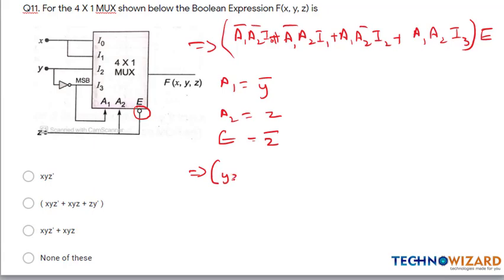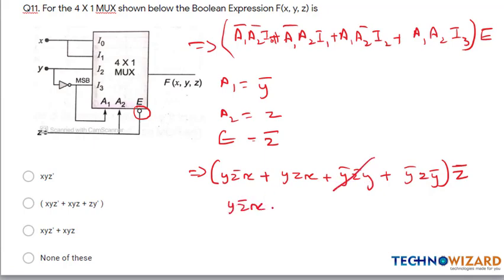We will get Y Z bar X for the first term. Second, Y Z X. Third, Y bar Z bar Y. Fourth, Y bar Z Y bar, multiplied by the enable input, that is Z bar. This will be cancelled as Y bar into Y is 0. And this is Y Z bar X plus Y Z X plus Y bar Z bar, sorry, Z Y bar. This can also be written as Y bar Z multiplied by the input Z bar.